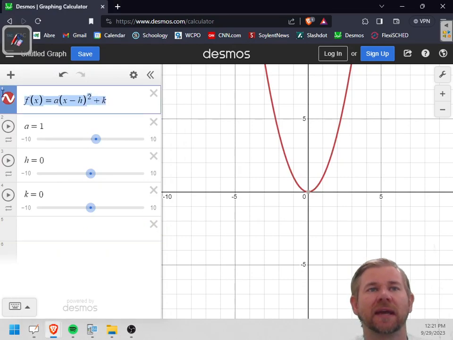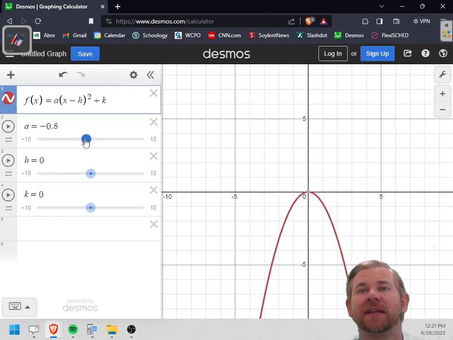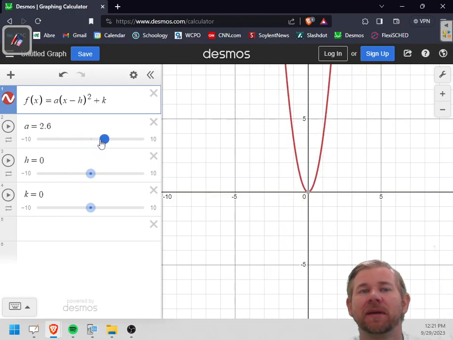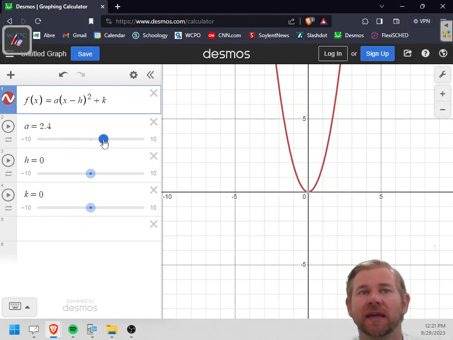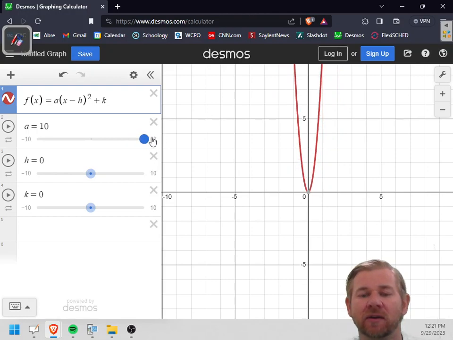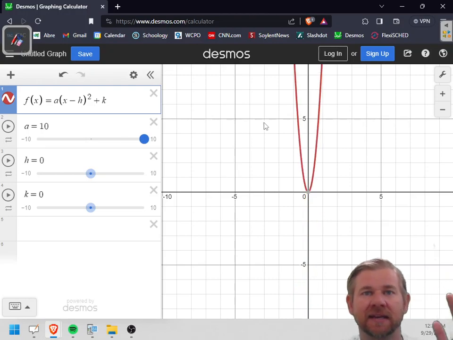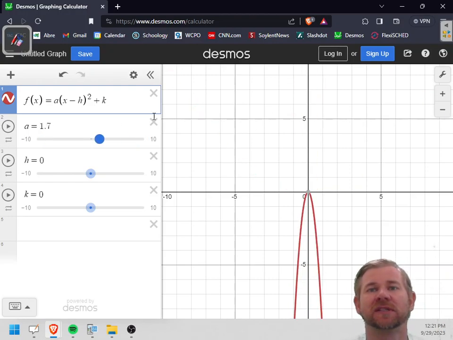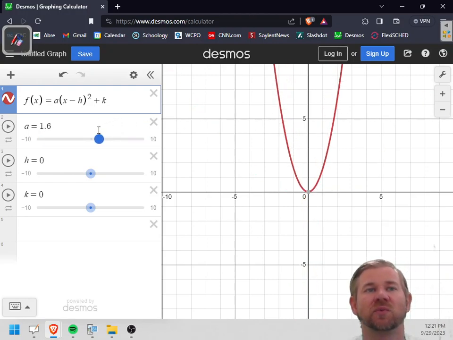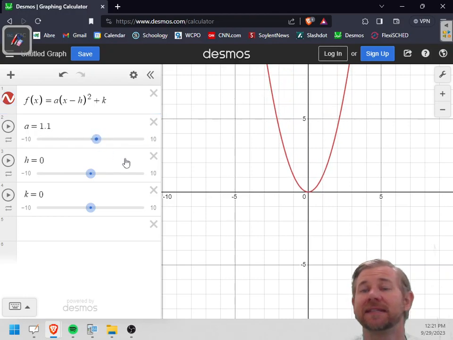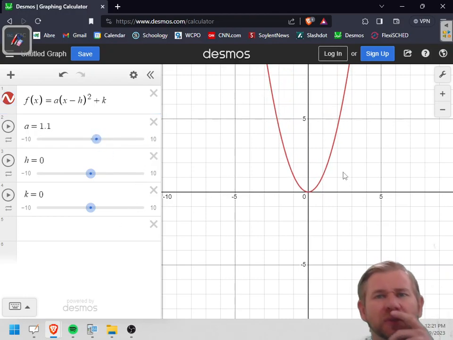So here's a times x minus h squared plus k. First of all, a does the same thing it did before. When it's positive, it opens up. When it's negative, it opens down. And the bigger a is, the more narrow the graph will be. It doesn't matter if it's up or down, 10 and negative 10 have the same width. One just opens up, one opens down. And you can see how it gets wider as it gets smaller. So a is the same. Okay, great. What's h do?